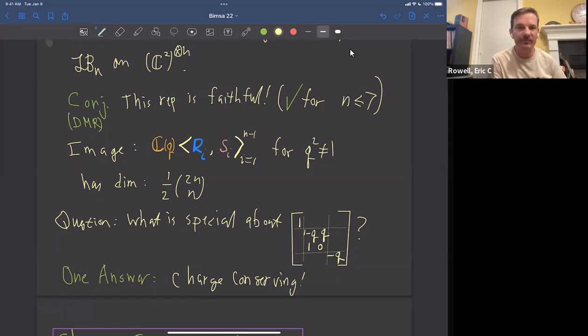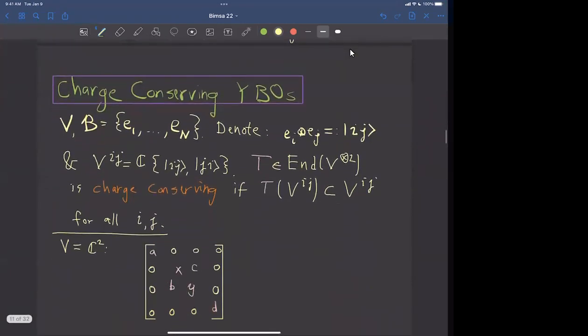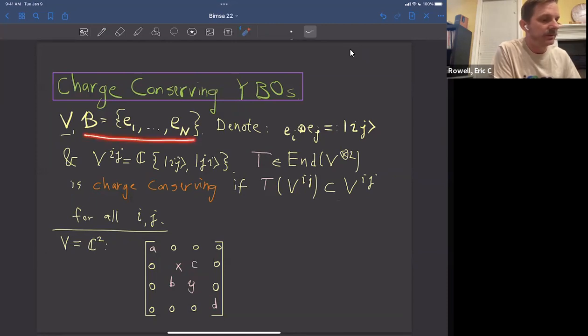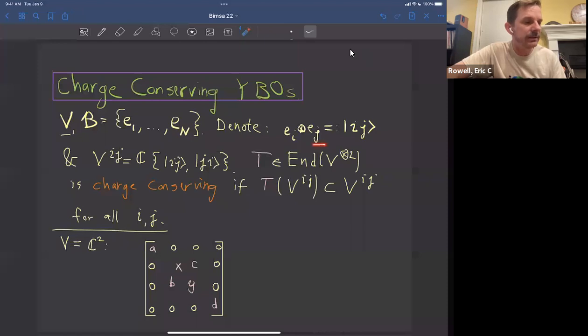Okay, so I'm about to define that for you. What is a charge conserving Yang-Baxter operator? Actually, what is a charge conserving operator at all? Well, the idea is you have some vector space V, and you have a basis, an ordered basis. And we're going to use the computer science notation for e_i tensor e_j, so this standard basis is just ij. And we're going to define a sub-vector space V_ij to be the span of ij and ji. Here, i and j could be equal, or they might not be equal. So it's either two-dimensional or one-dimensional. And in general, we say that an operator T on two copies of V is charge conserving if it preserves the spaces V_ij.